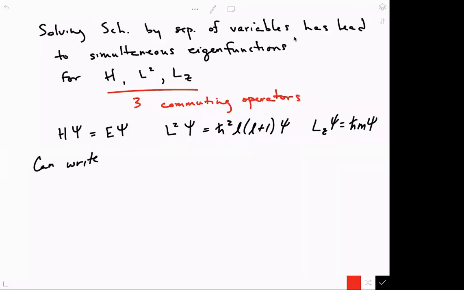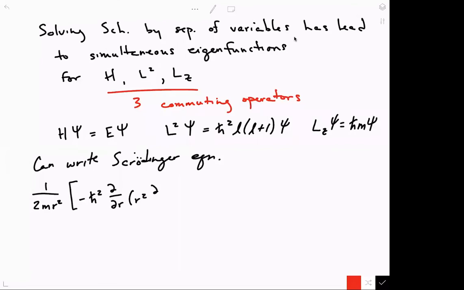So our Schrodinger equation we can write in a different way. And I'm going to write it with 1 over 2m r squared, negative h bar squared d/dr of r squared d/dr, plus L squared, plus our potential V, equal to our energies.